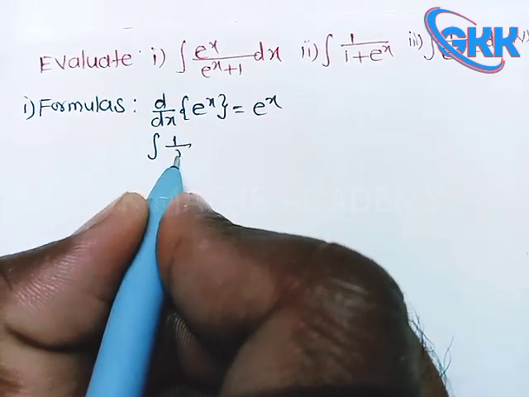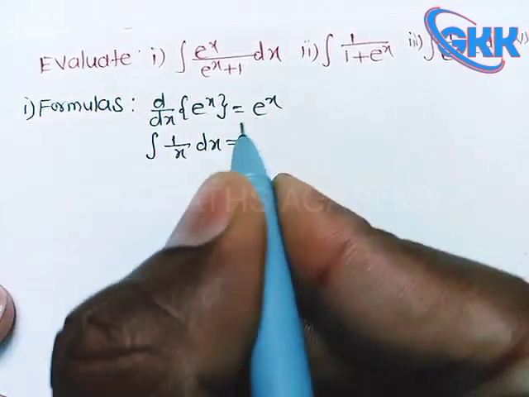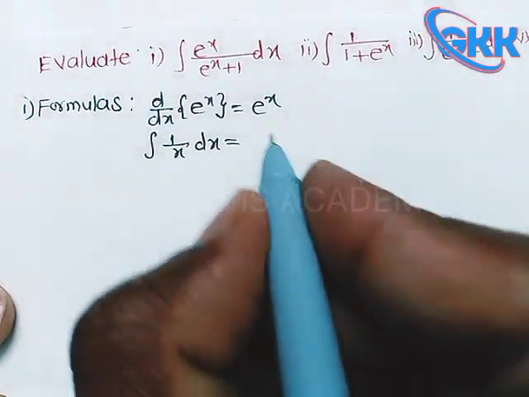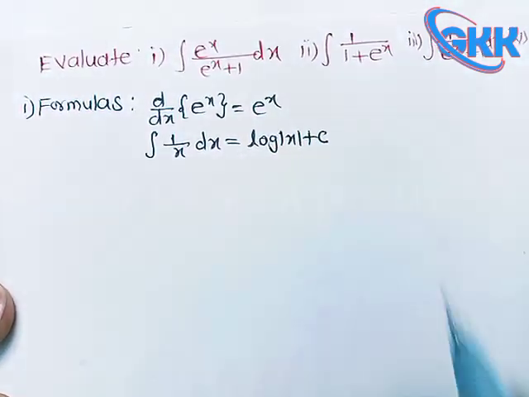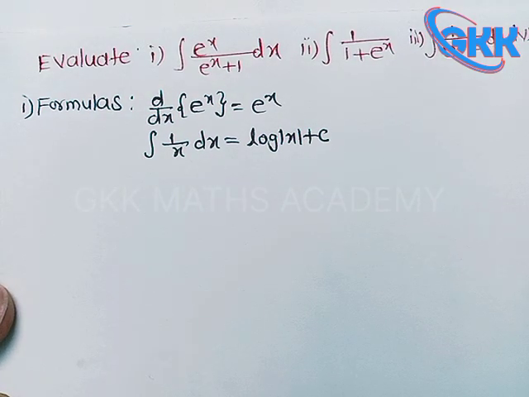Integral of 1 by x dx. What is the formula? Integral of 1 by x dx is log mod x plus c. These two formulas only we can find out.